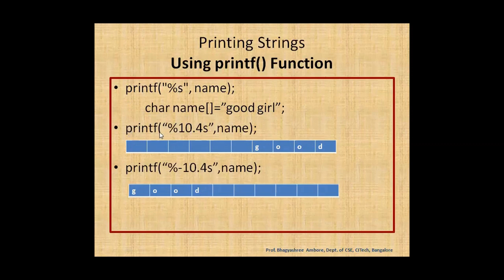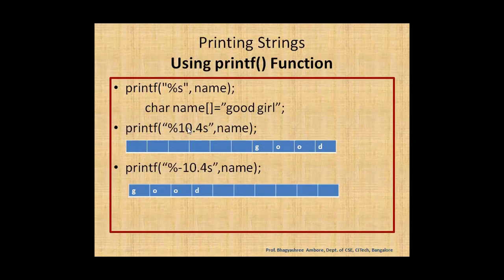Now for the second one, we can use the width here: 10.4. What is the meaning here? 10 is the total width, count this number of boxes. In that width, how many characters do you want to select? I want to pick only 4 characters from this name. The meaning is, in a width of 10, pick 4 characters from the string name and print them.